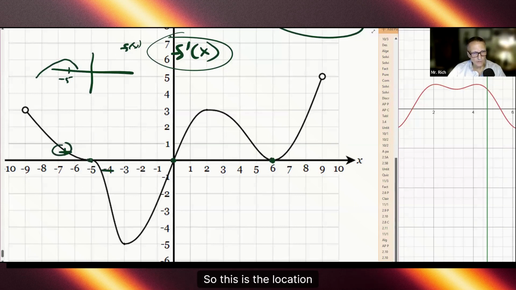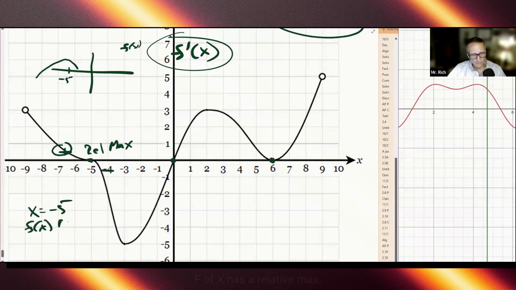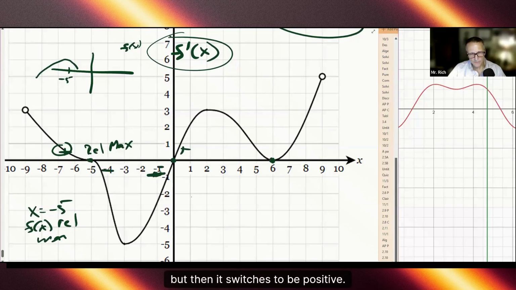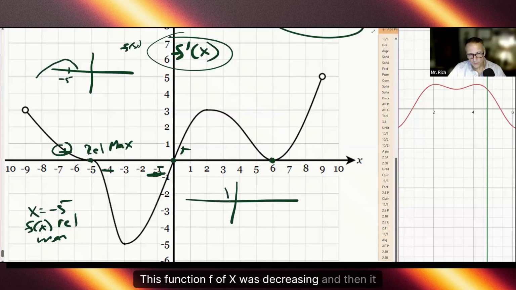So this is the location of a relative max. In other words, I know that where x is equal to -5, f of x has a relative max. Over here, what's happening? The derivative is crossing here, but to the left of 0, the derivative is below the x-axis, so the derivative is negative, but then it switches to be positive. So that means at x equals 0, this function f of x was decreasing, and then it changed to become increasing because the derivative just changed. So that's a place of a relative min.